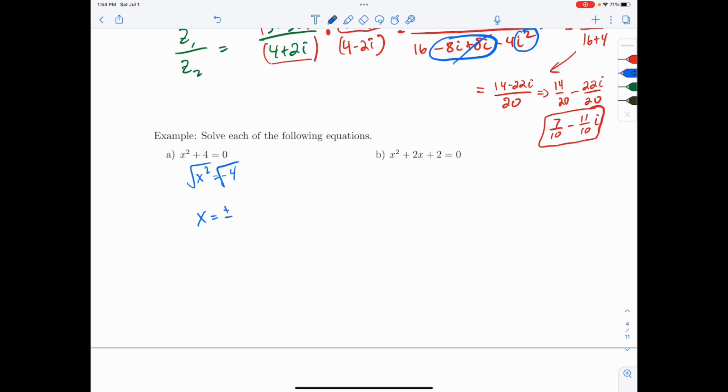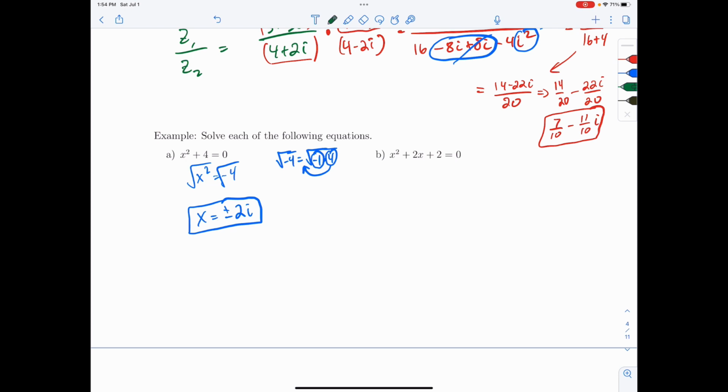Now the square root of negative 4, I can think of that as the square root of negative 1 times 4, and 4 can come out as 2 when I take the square root of that. So this will be plus or minus 2, and then what's left over, that square root of negative 1, well, that's i. So this solution is plus or minus 2i here.